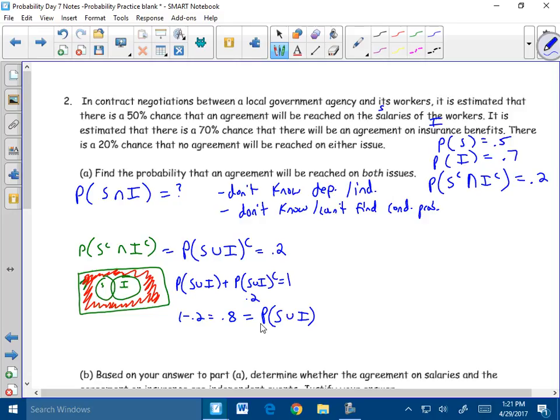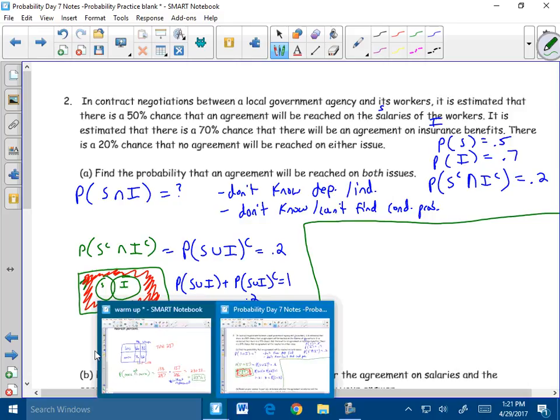Okay, now that I have this information, I can actually get to this. And there's a couple different ways you could do it. I'll show you 2 different options. One way to do it is to consider our addition rule.